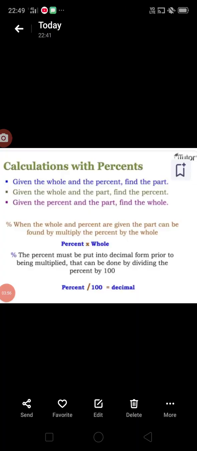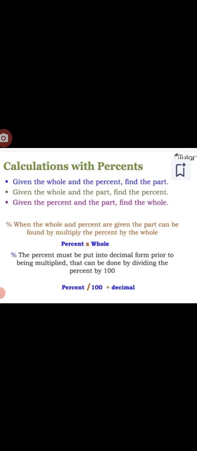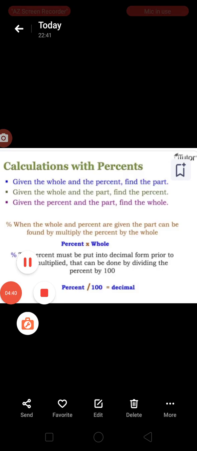Then how to calculate with percents? Number 1, given the whole and the percent, find the part. Number 2, given the whole and the part, find the percent. Number 3, given the percent and the part, find the whole. When the whole and percent are given, the part can be found by multiplying the percent by the whole. The formula is percent into whole. The percent must be put into decimal form prior to being multiplied. That can be done by dividing the percent by 100. That is percent divided by 100 is equal to decimal.